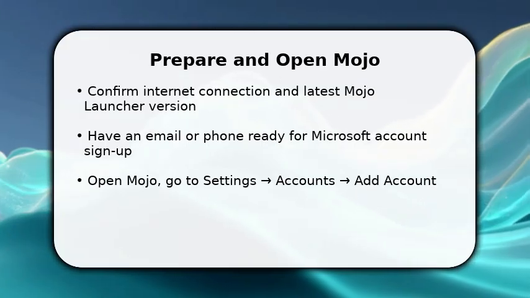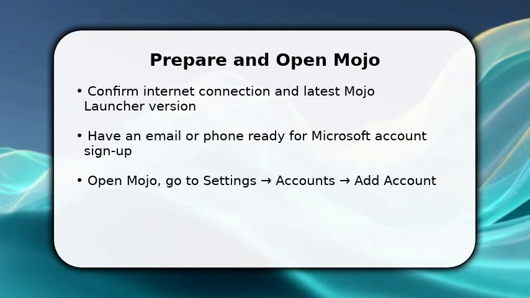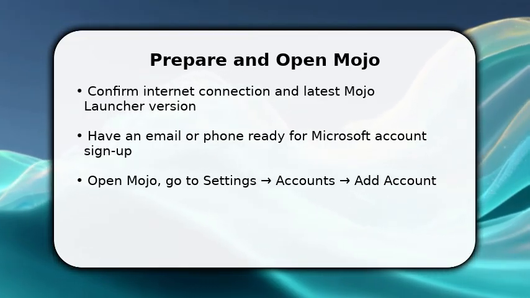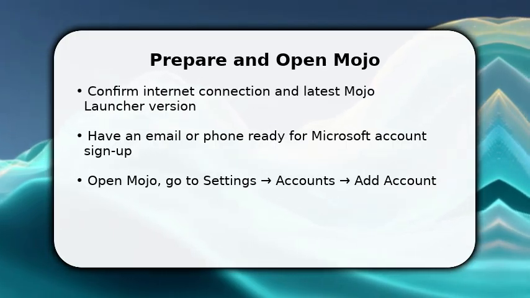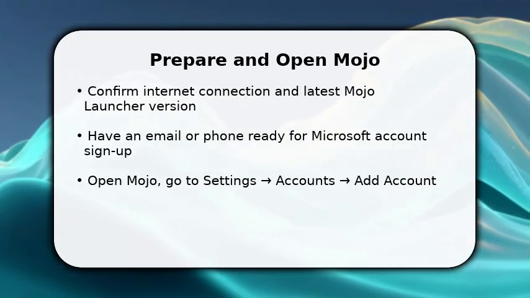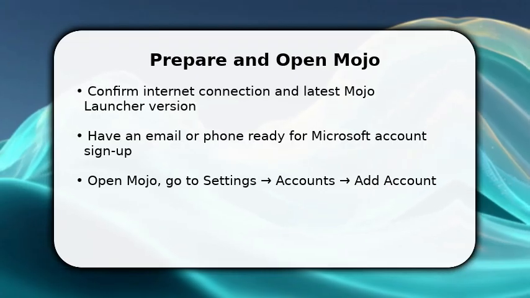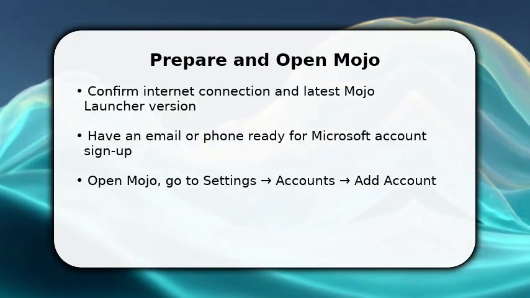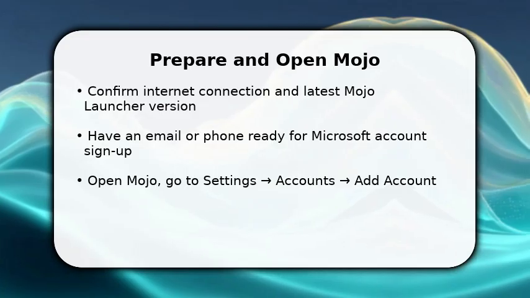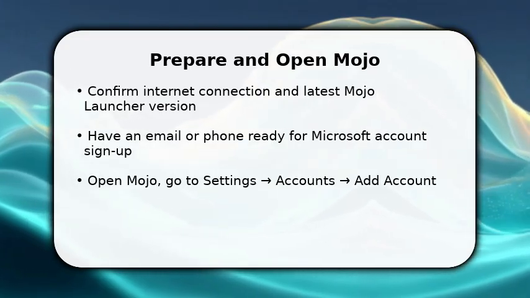You start by ensuring Mojo Launcher is updated and your device is online. This avoids sync errors during sign-up. Once done, open Mojo and navigate to Settings, then Accounts. Make sure you choose Add Account so the launcher can link services. You need an email address or phone number ready because the Microsoft form requests it immediately.